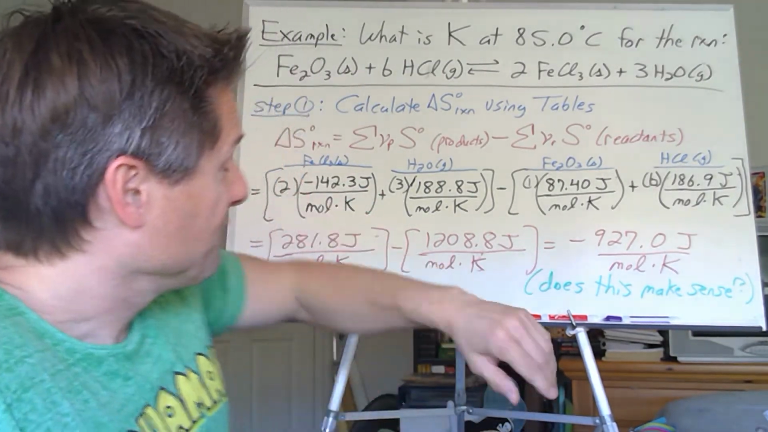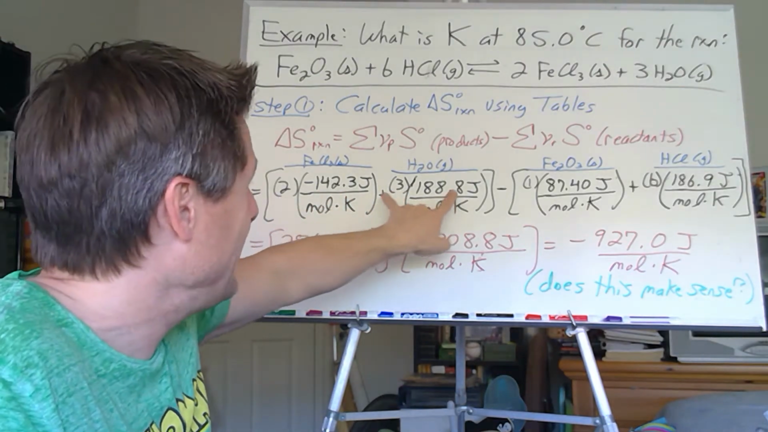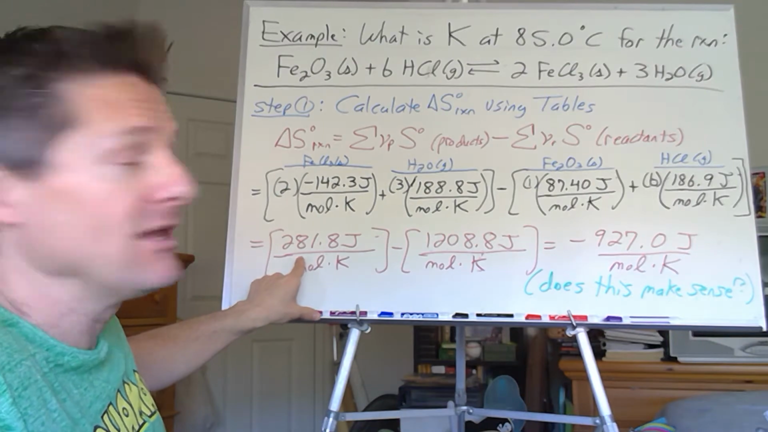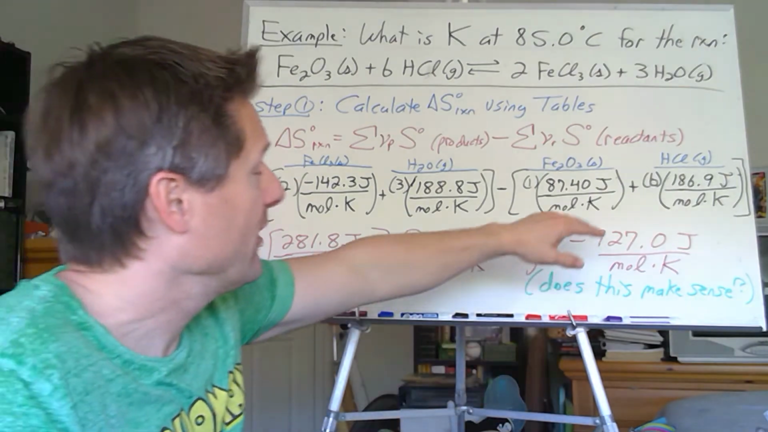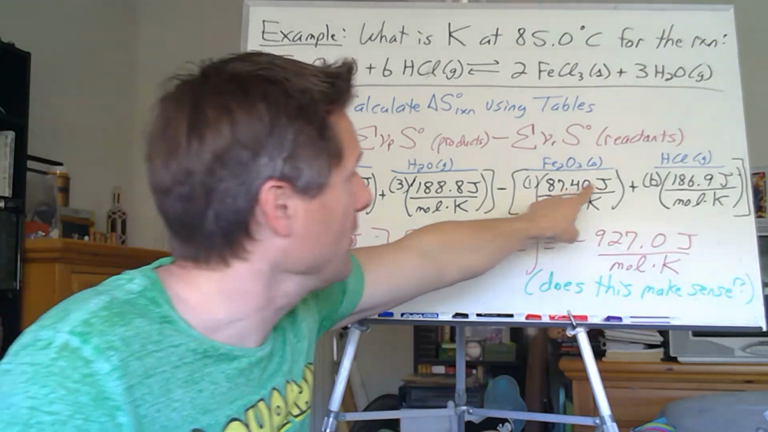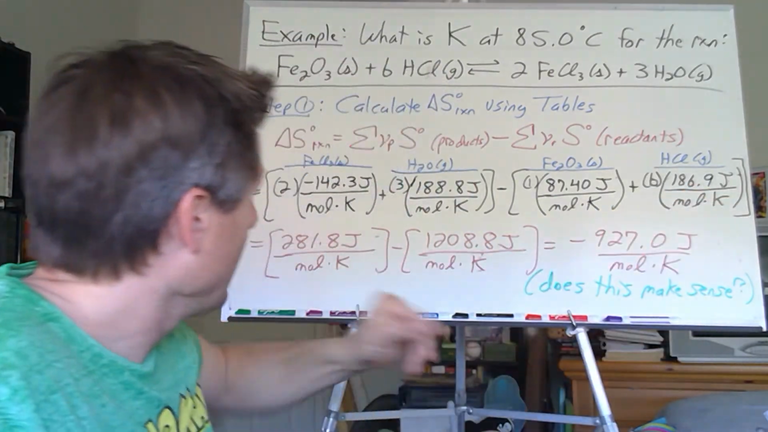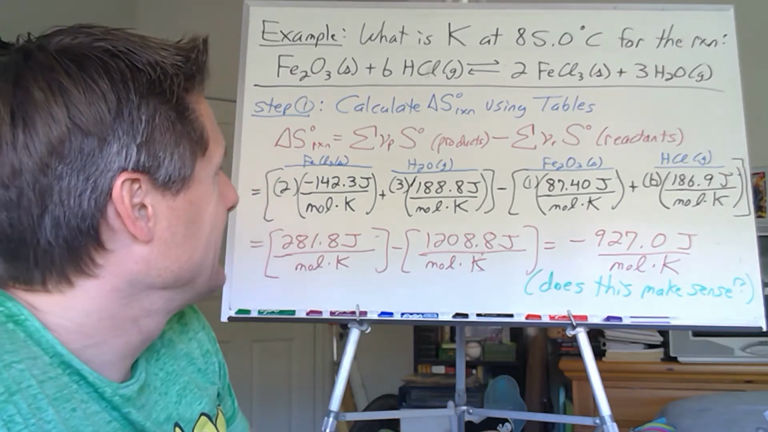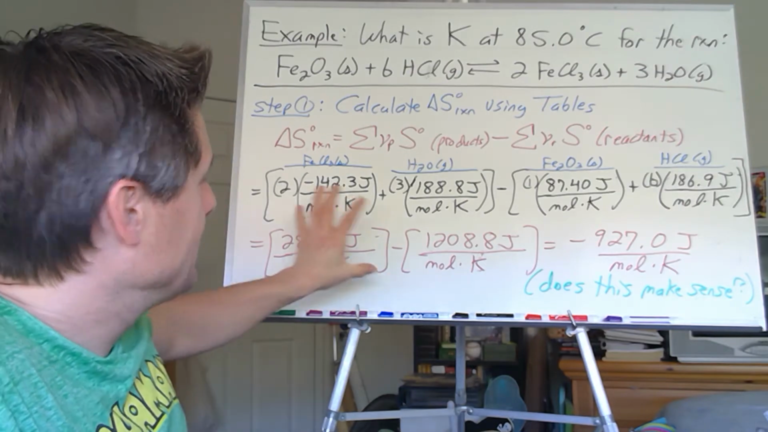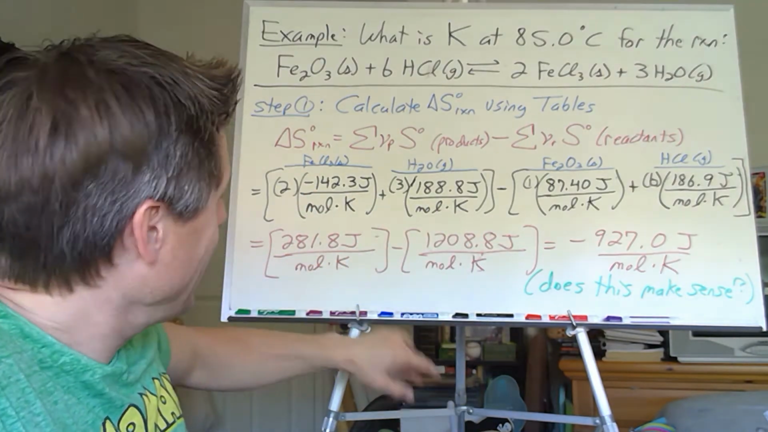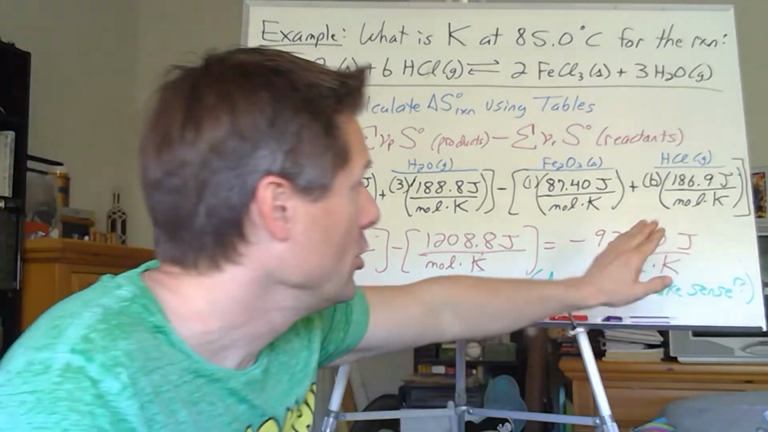Where is it, man? All right, let's take 2 times negative 142.3 plus 3 times 188.8. Good to 1 decimal. I get 281.8 joules per mole Kelvin. That's the summation of all my products, my final state. For the initial state, let's take 1 times 87.40 plus 6 times 186.9. Good to 1 decimal. So I get 1,208.8 joules per mole Kelvin. So if I take my final minus my initial state, products minus reactants, 1 decimal, I get negative 927.0 joules per mole Kelvin.